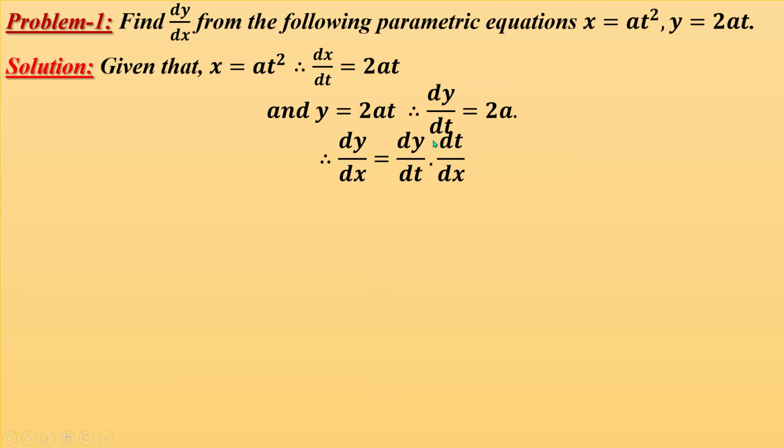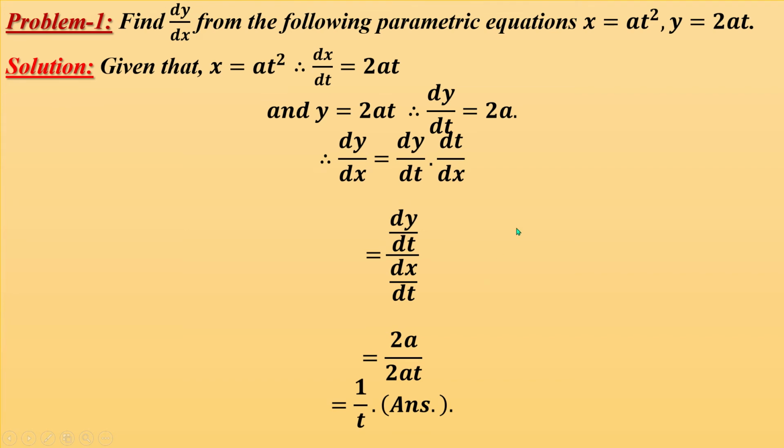So the derivative of y with respect to x equals dy/dt times dt/dx. That means this equals dy/dt divided by dx/dt. This equals what? This equals 2a divided by 2a t. Now putting the values, we get 2a over 2a t. Now 2a cuts with 2a, this equals 1 by t. This is the required answer. Clear?